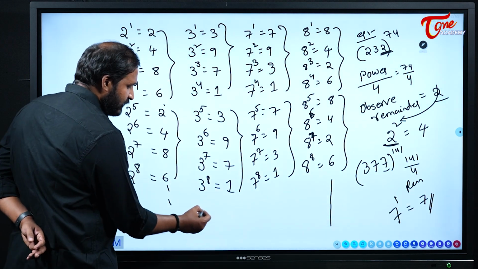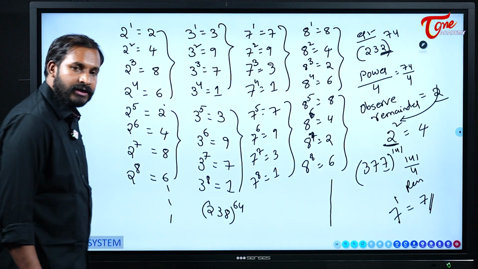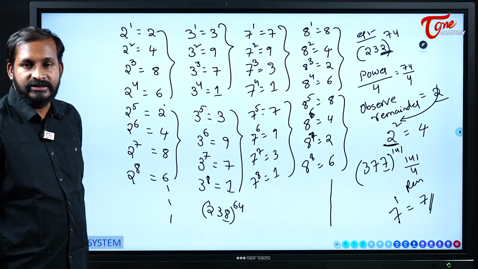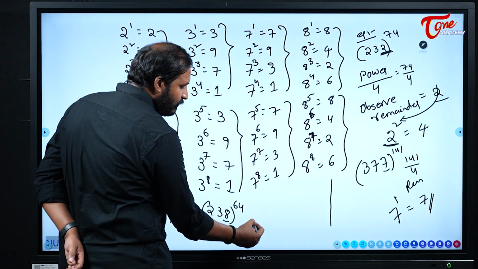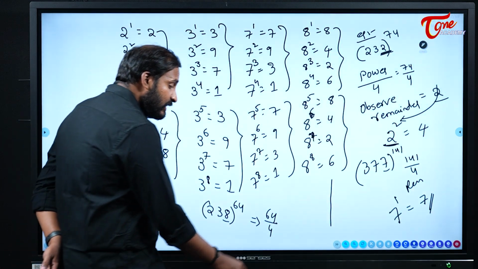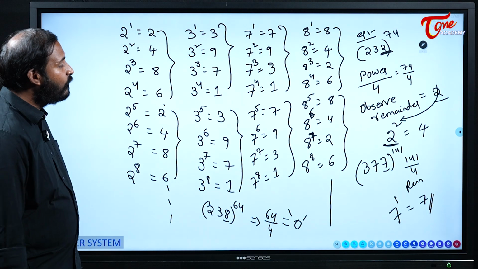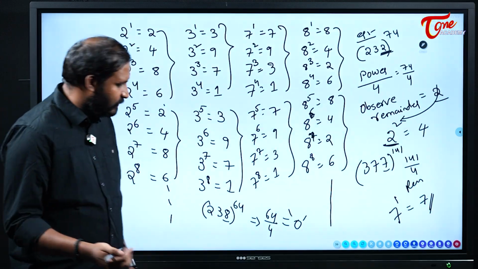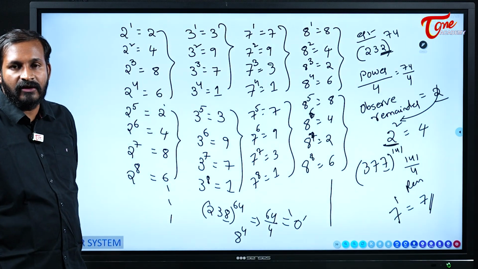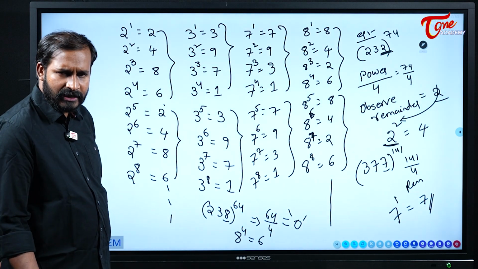For example, there is a question something like this, 238 to the power of 64. As usual, for 8, how many chances do I have? 4 chances. So, I will divide the power with 4. That means, I will divide 64 with 4. What is the remainder I will get here? 0. So, when you get remainder as 0, take the 4th power. The reason is very simple. That means, you need to take the units digit of 8 to the power of 4. And the units digit of 8 to the power of 4 is 6. If you don't remember the number also, it doesn't matter.